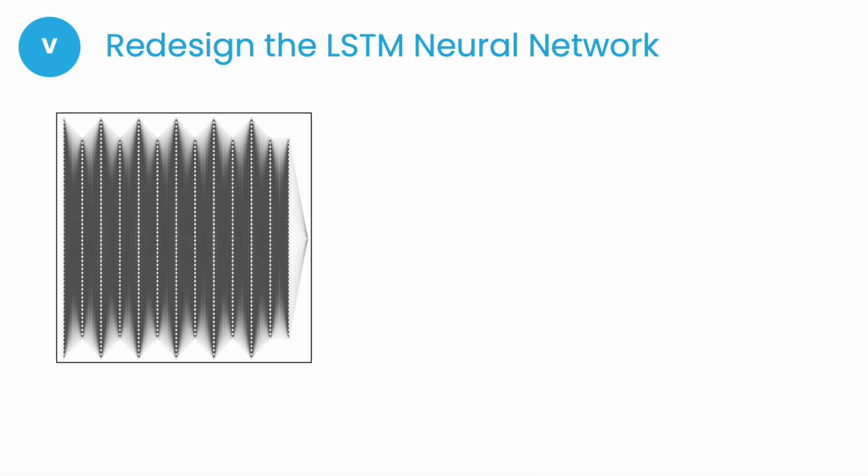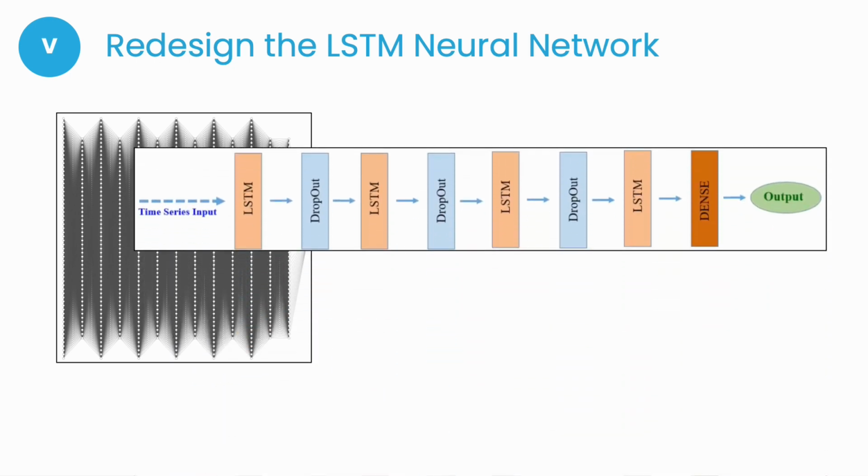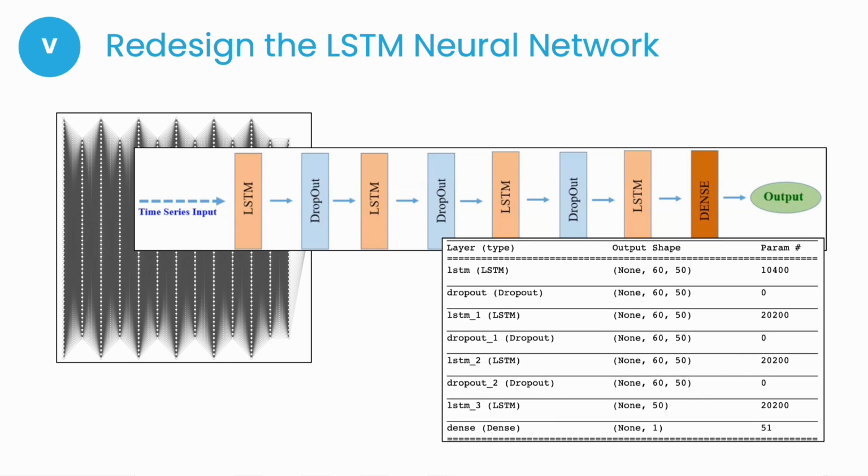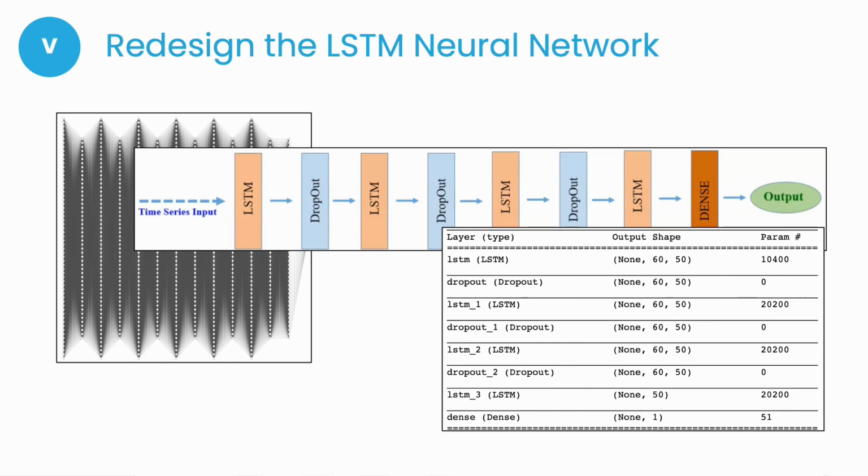I redesigned the LSTM neural network to improve performance by adding 2 layers, one LSTM and one dropout. The number of neurons for all 4 LSTM layers remains at 50, and the 3 dropout layers continue to have 20% dropout. Here's another view of the redesigned model, and here's a view of the layers from the Jupyter Notebook code. There's 8 layers total, counting the fully connected dense layer.